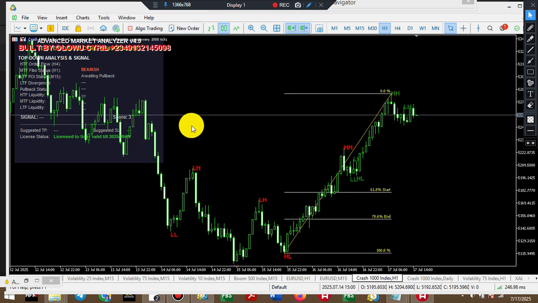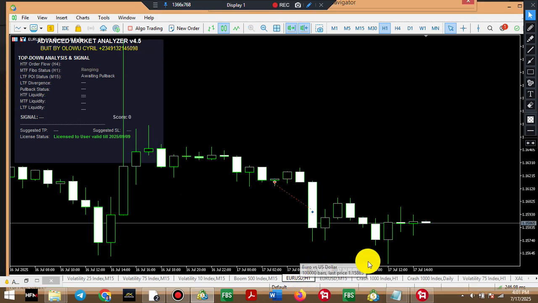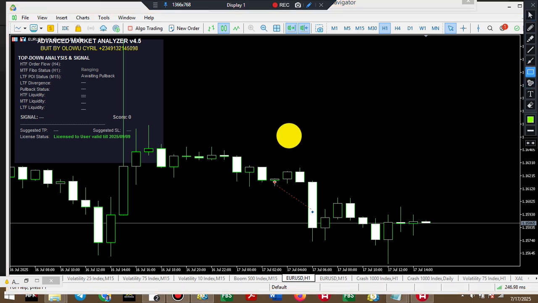Let me show you something from Euro USD. I pray it should still be intact. Now, when you look at Euro USD, you will notice that when you check here, the score says 0. Anytime you open your chart and it's giving you score 0, you can't do the manual follow or format. Because the minimum score for you to know that there's an opportunity is 3.